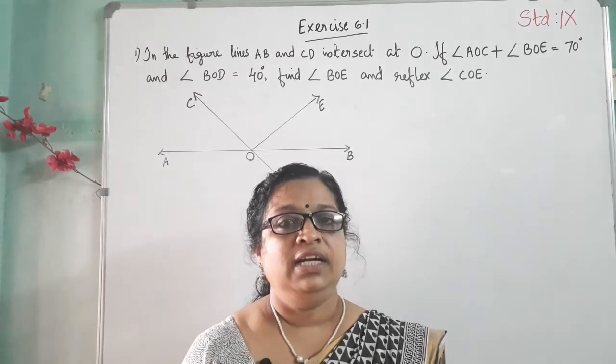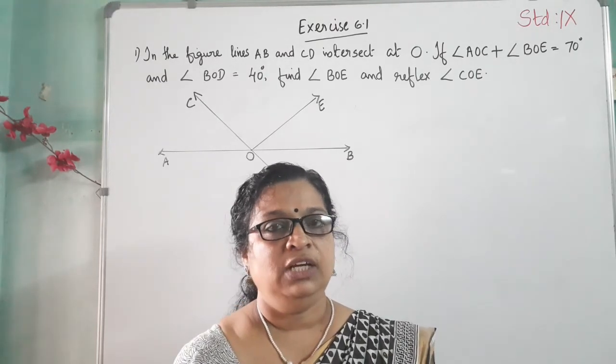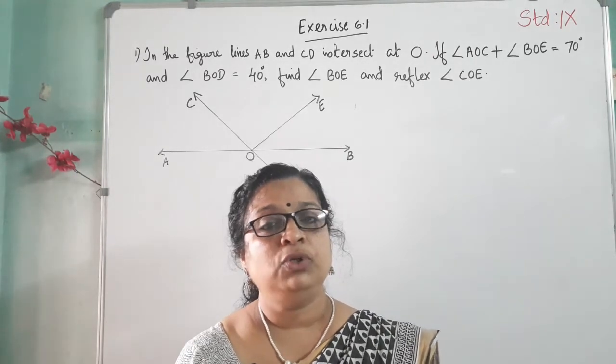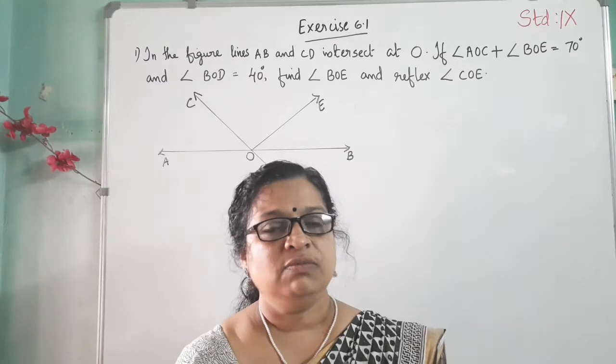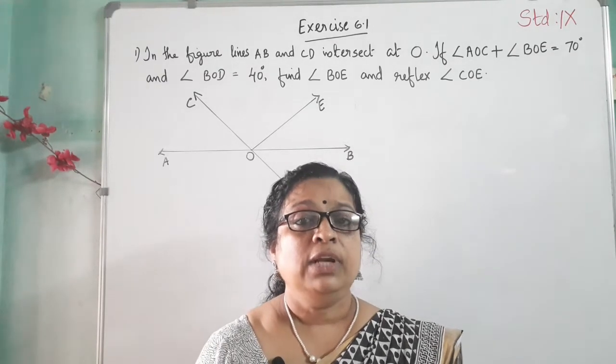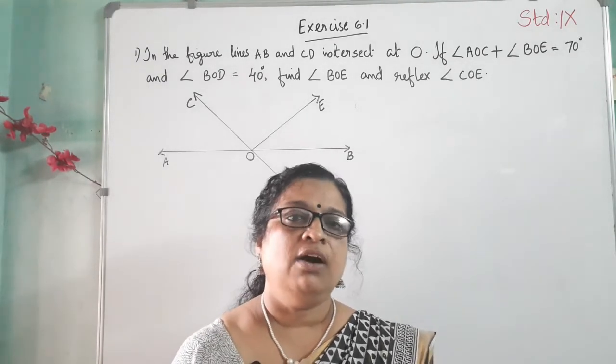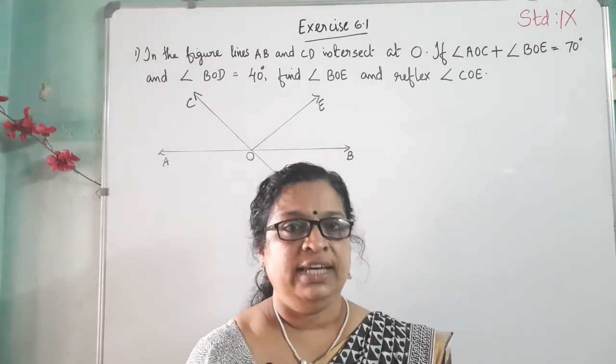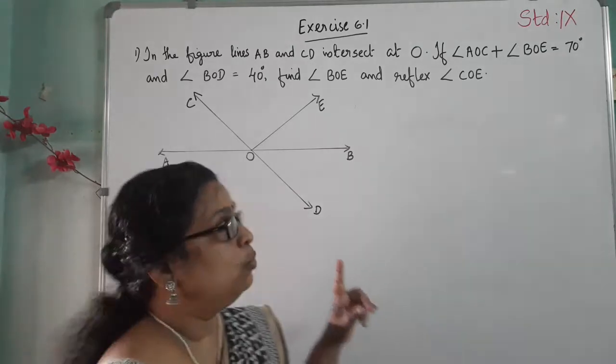Last class we studied the linear pair axiom and vertically opposite angles. That is, the linear pair axiom says the sum of two adjacent angles is 180 degrees, and when two lines intersect each other, the vertically opposite angles formed are equal. In this session we will do the exercises, that is exercise 6.1.